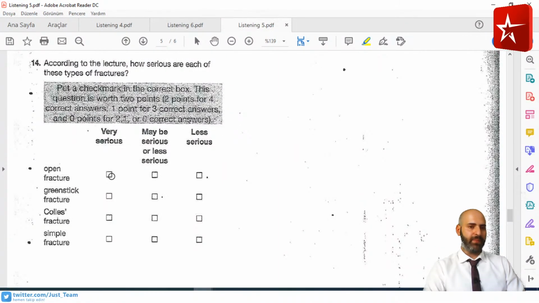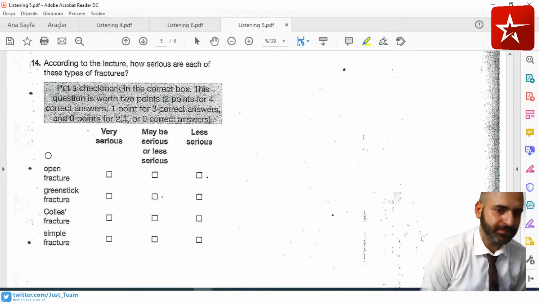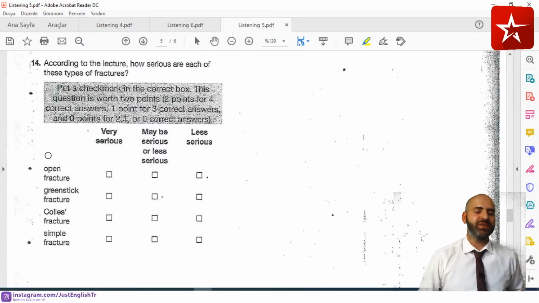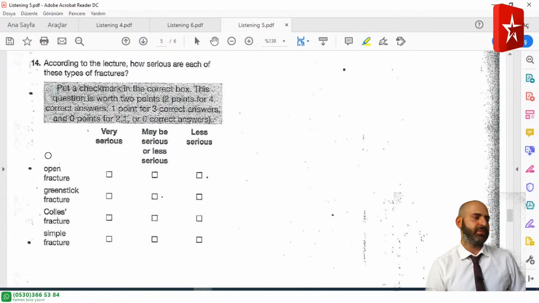We need to match. On the left side, we have open fracture, green stick fracture, Cole's fracture, and simple fracture, and we have their seriousness: very serious, maybe serious, and less serious. Let's start with open fracture. Which one is correct about open fracture? Open fracture is very serious, less serious, or maybe serious, maybe not.